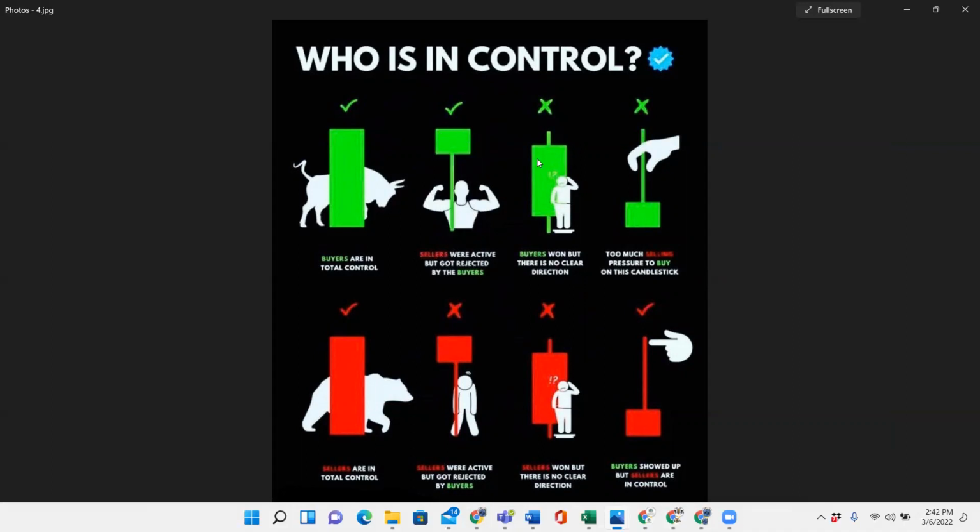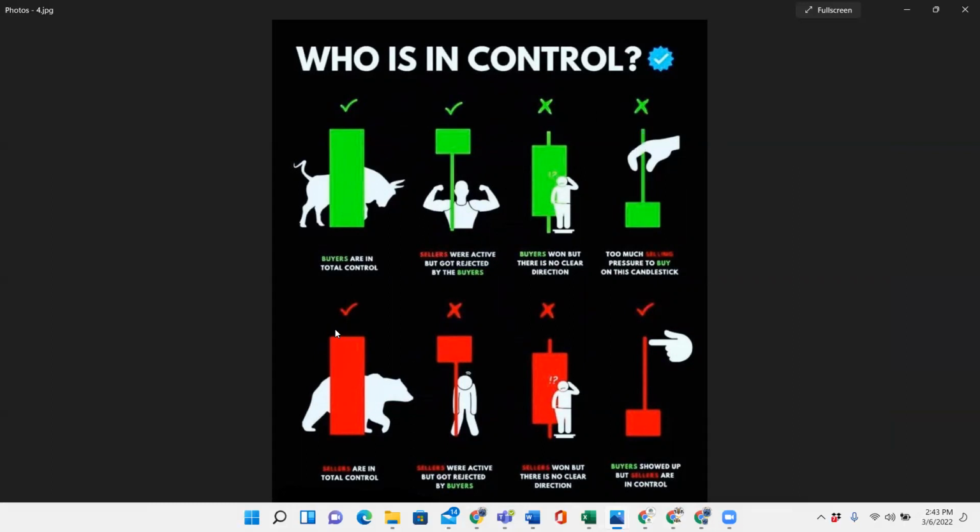Now, these are candles that we don't really want to trade. So these, when you see these in the market, you don't want to trade these. Buyers won, but there was no clear direction. And then we have too much bullish pressure to buy on this candlestick. So basically there was too much bearish selling coming down here. Okay, so it was way too much selling, so they basically pushed it up, but the sellers came down here, and they just barely won here. So you don't want to trade these two candles. You want to trade these two candles when we have a bullish market.